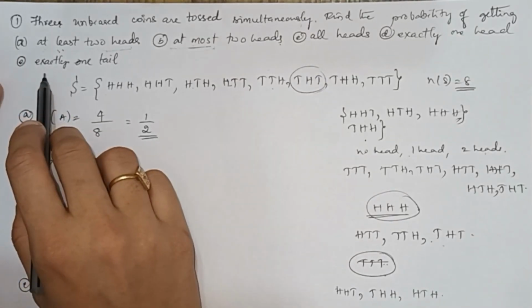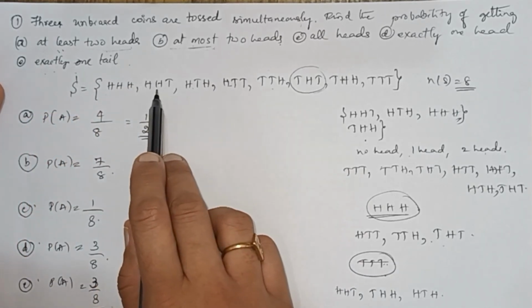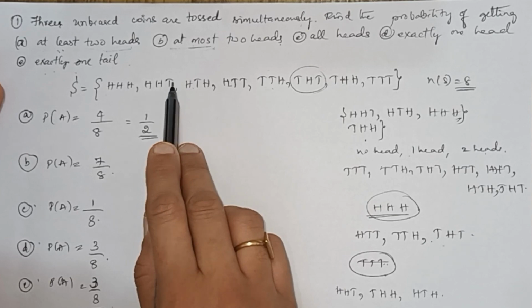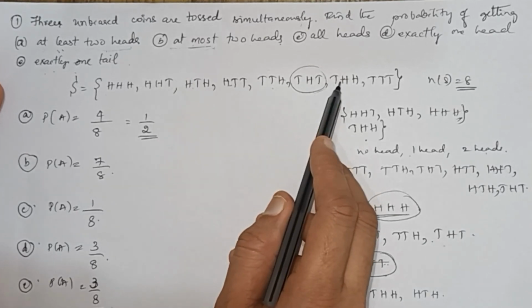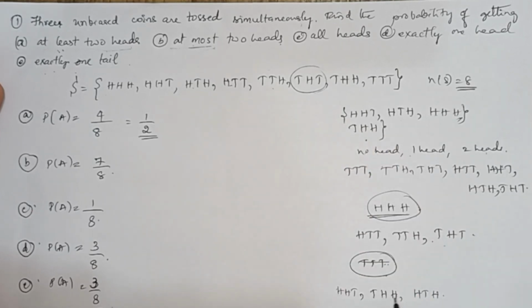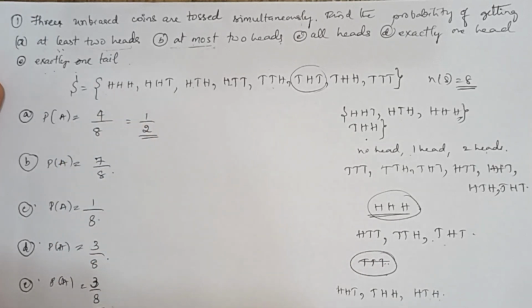Now, last one is exactly one tail. Exactly one tail. Favorable outcomes are HHT, one tail here, HTH, here also one tail, then THH. So, HHT, THH, HTH. These are the outcomes favorable to this event. Therefore, 3 divided by total number of outcomes equal to 8. That is 3 by 8.